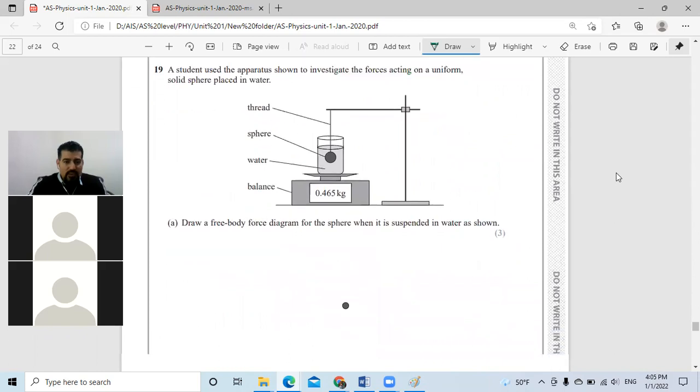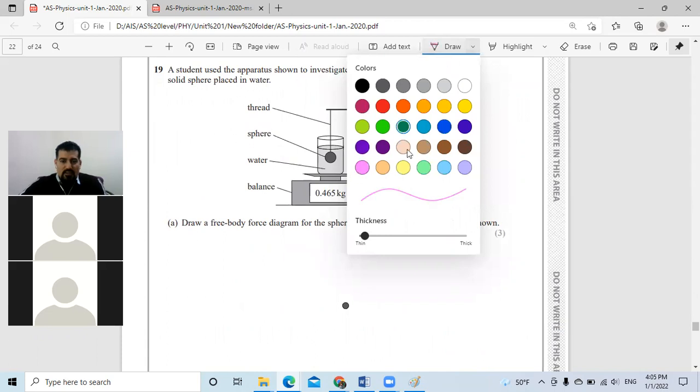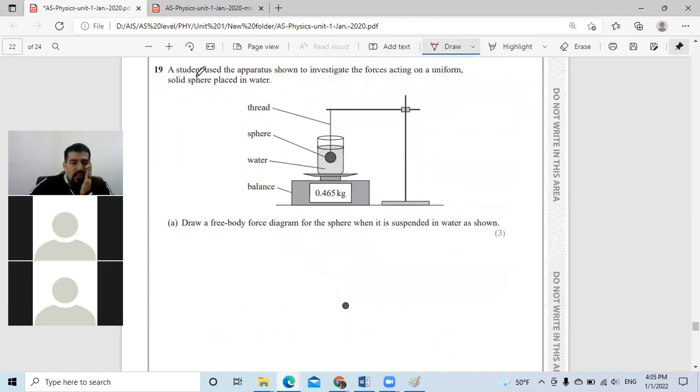Yes, let's move on to the next question, question number 19. In this question, a student uses the apparatus shown to investigate the forces acting on a uniform solid sphere placed in water. There is a thread, and you can see a balance. There is water, and the sphere is connected by the thread to a holder. They want to measure the reading on the balance. Draw the free body force diagram for the sphere suspended here in the water.